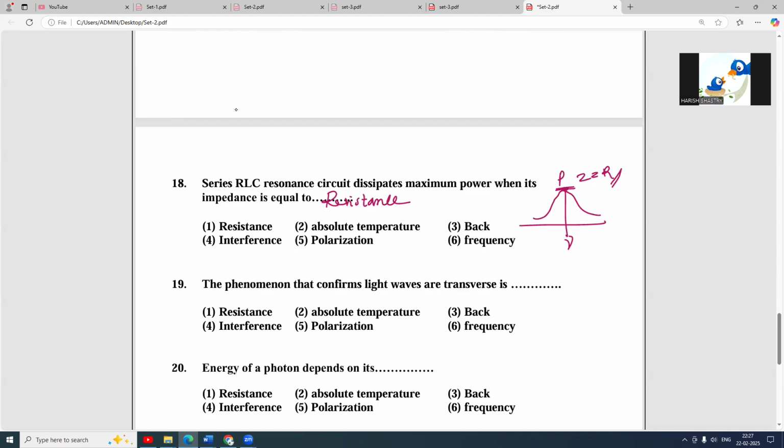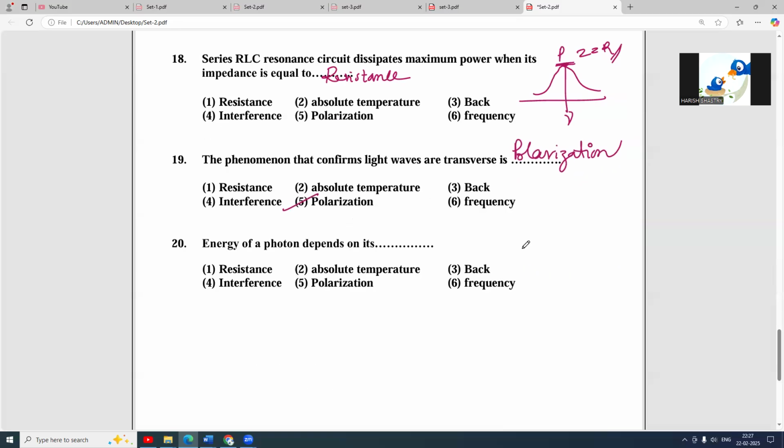The phenomenon that confirms the light waves are transverse is polarization. This one. So polarization. Then the energy of a photon depends on the frequency because E is equal to h nu.